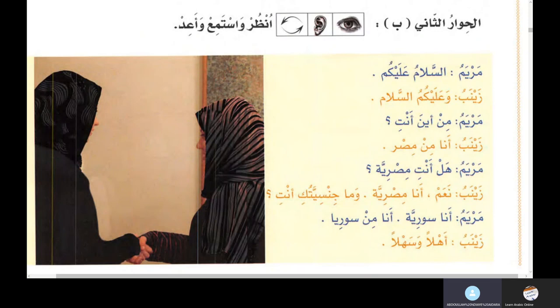Wama jinsiyatuki. I have a problem with this word, honestly. Jinsiyatuki. Okay. Anti Mariamu, ana min Suria. Okay. Zainab, ahlan wa sahlan. Correct. Any difficult word? Well, just the jinsiyatuki. Jinsiyatuki, your nationality. Okay, nationality.